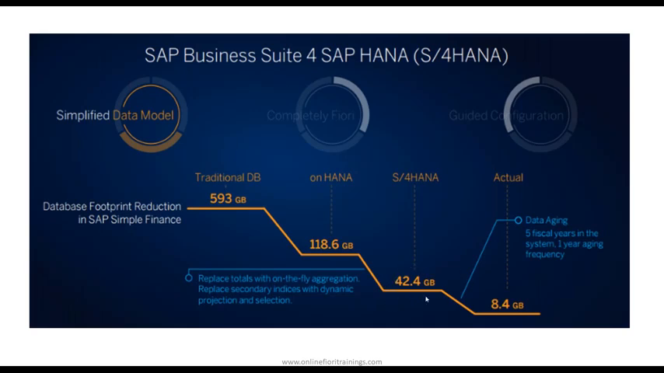Now with the concept of data aging, with 5 fiscal years in the system and a 1 year aging frequency, they have come down to 8.4 gigabytes of memory. See the drastic change, guys, in terms of memory footprint and storage requirement for the data, because you make use of SAP HANA DB, where you don't have to store the aggregates anymore. You can build the aggregates on the fly because it's a column database. It's an in-memory database.